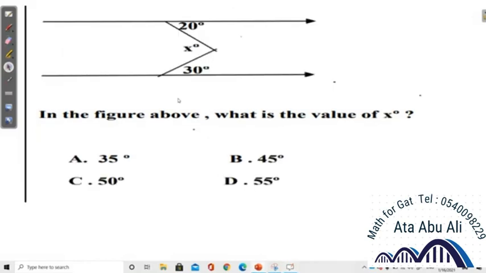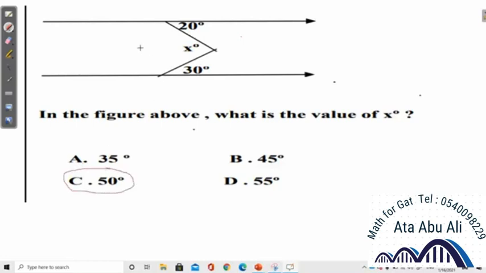Now, as you see in this question, I have two straight lines that mean they are parallel, and this angle is 20 and this angle is 30. In an easy way, you can add them to get the answer. So 20 plus 30 is 50. So the answer is 50.